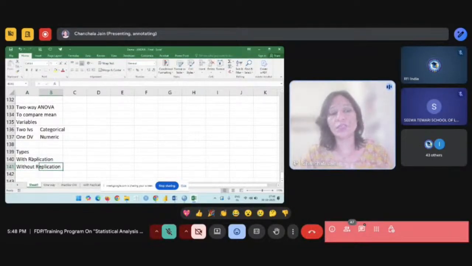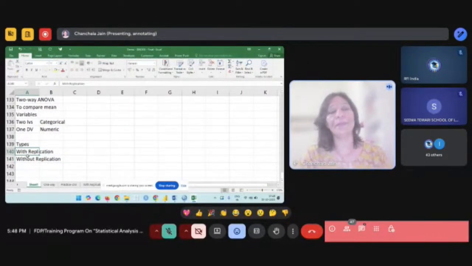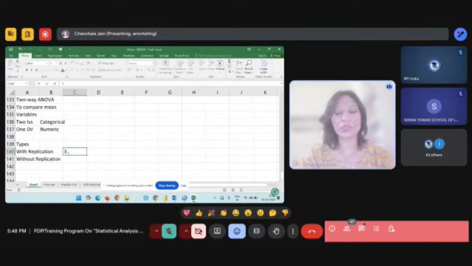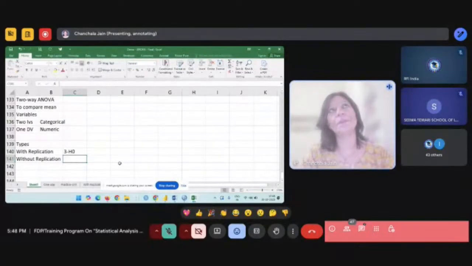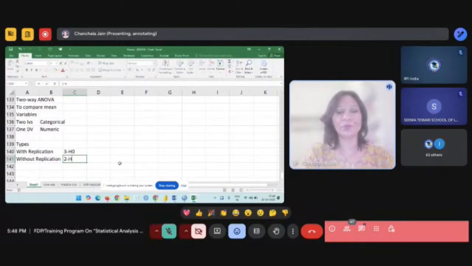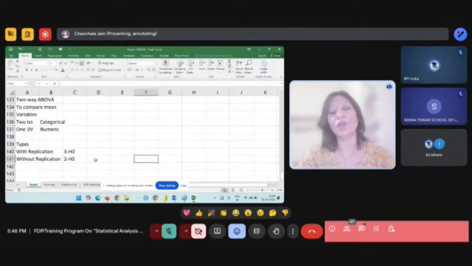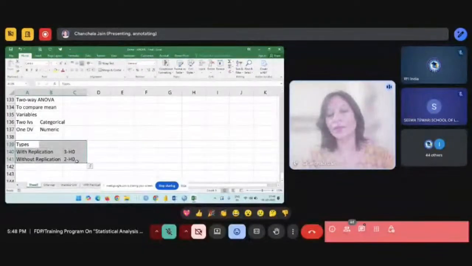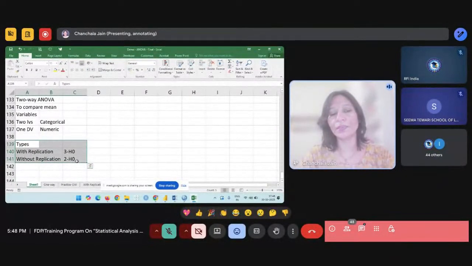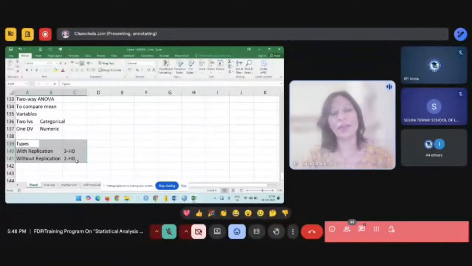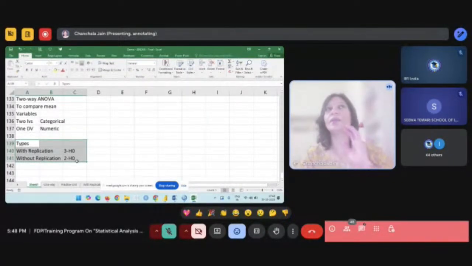But I need to mention here, when you are talking about the with replication case, you need to make a total of 3 null hypotheses. So total 3 H0 you need to create in case of with replication, and 2 null hypotheses you will create in case of without replication, right? So that way I'll tell you further how you will formulate the 2 or 3 null hypotheses in case of with and without replication.